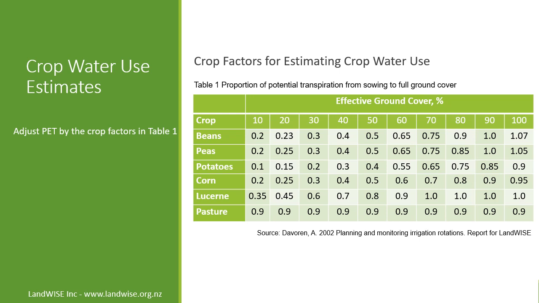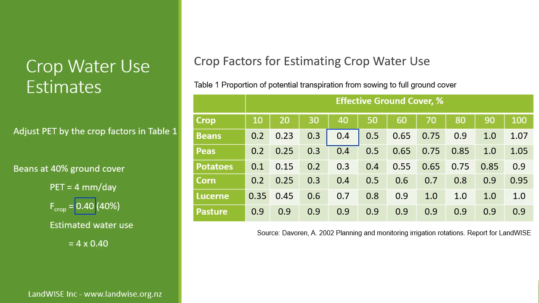Let's look at irrigation for a bean crop as an example. Let's say your weather station or published information tells you the potential evapotranspiration tomorrow will be 4 millimetres. But you're not growing grass, you're growing a crop of beans. You check and find that the plants cover 40% of the ground area, so you adjust the PET figure accordingly. In this case, 4 millimetres times 0.4 means you'll use about 1.6 millimetres of water tomorrow. Notice that different crops, potatoes and lucerne, can have different crop factors for the same ground cover percentage.